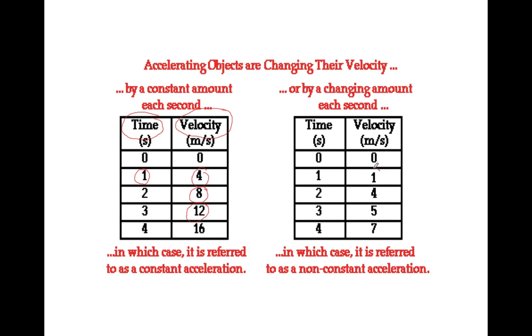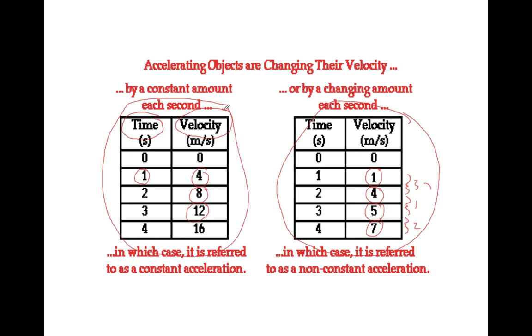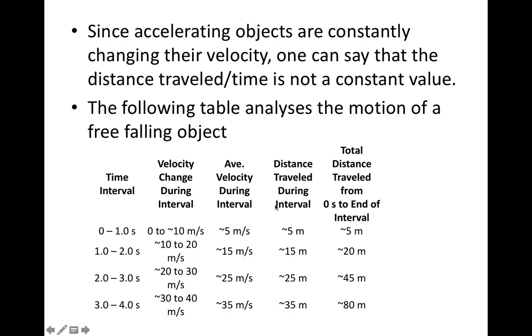In this case, you're going up from 0 to 1 meter per second, then to 4, then to 5, then to 7. So it's increasing by 3, then it's increasing by 1, and then it's increasing by 2. So the rate of change is not the same. This table shows changing acceleration, and this table shows constant acceleration. I'm going to leave the analysis of this table for a later time.